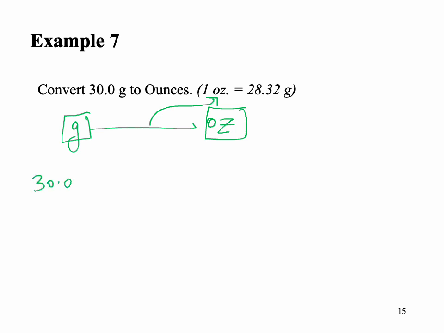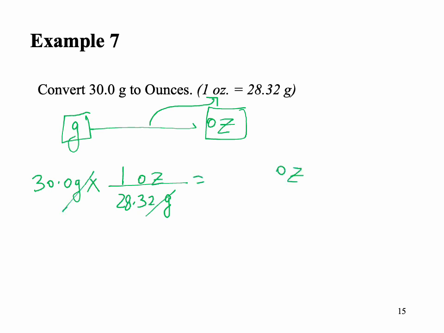We start with 30.0 grams multiplied by this conversion factor. Now again, should I divide by 1, should I multiply by 1, or should I divide by 28, should I multiply by 28? You don't have to think about it. The units will tell you. Starting is gram, so what goes in the bottom is gram. How many grams? 28.32, which means 1 ounce goes on top. Gram cancels, your final answer is in ounce.